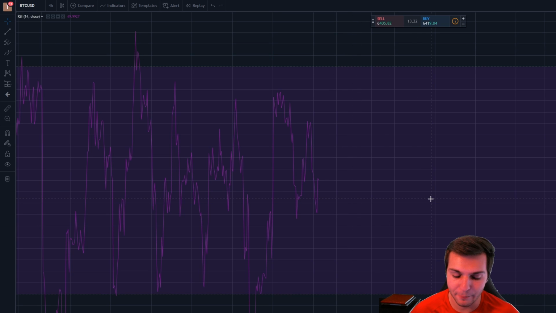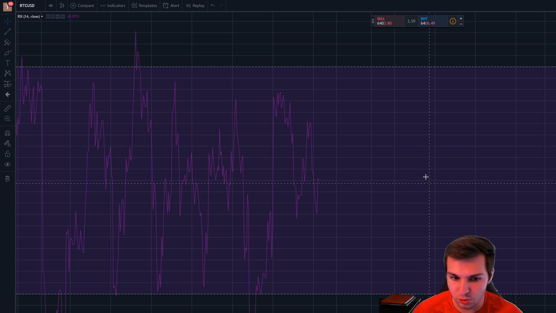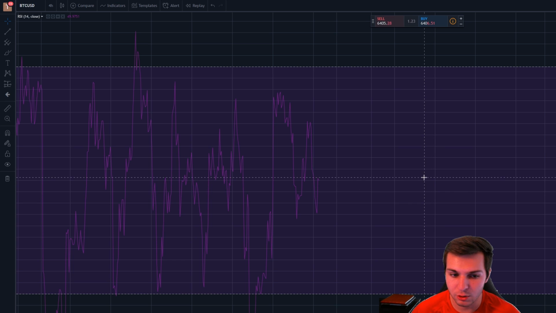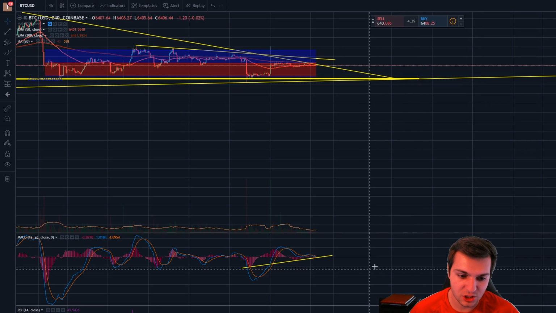Now the RSI is sitting pretty neutral. I would say it's probably a 60-40 at this moment. It is looking more bullish than it is bearish. However, it's still sitting in the pretty neutral zone of around 48, 49 on the RSI list. So take that with what you will, but that's just the RSI.